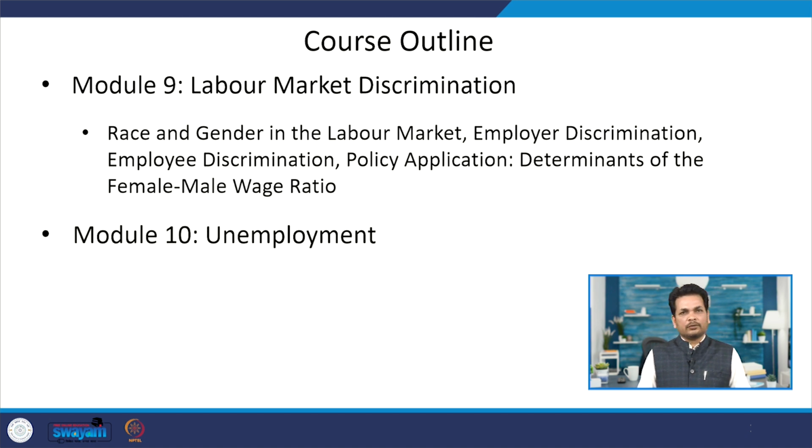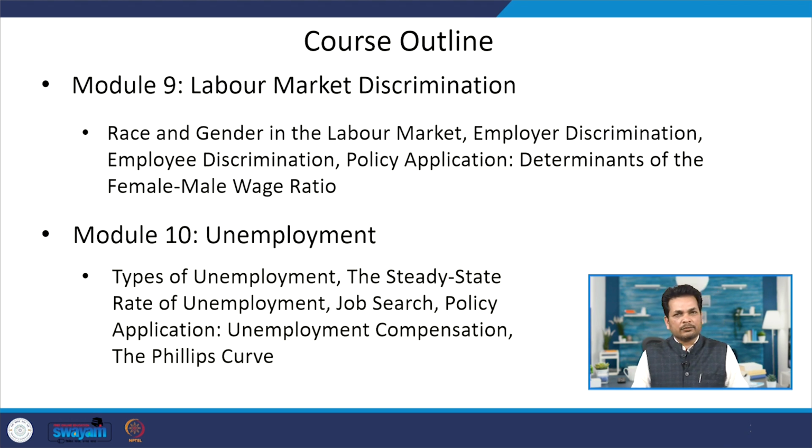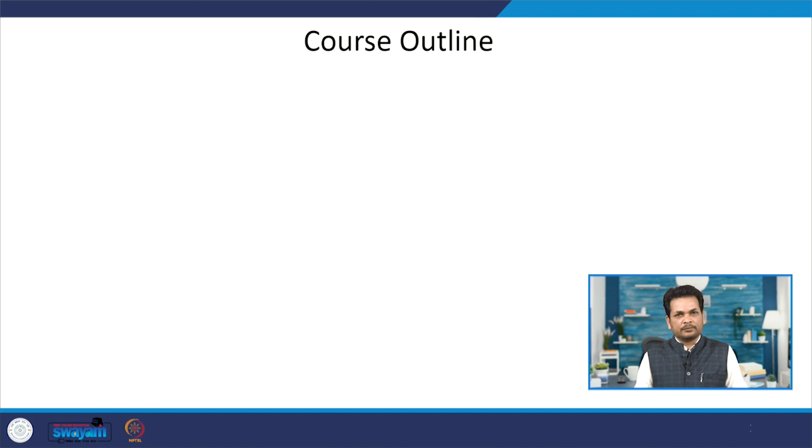In the 10th module, we will discuss unemployment. We will discuss types of unemployment, we will discuss the steady state of unemployment. We will discuss the job search behavior of the individuals, and we will also discuss the theories of job search. Under policy application, we will discuss unemployment compensation, we will discuss the Phillips curve, the inflation and unemployment trade-off, how it happens in the aggregate economy.